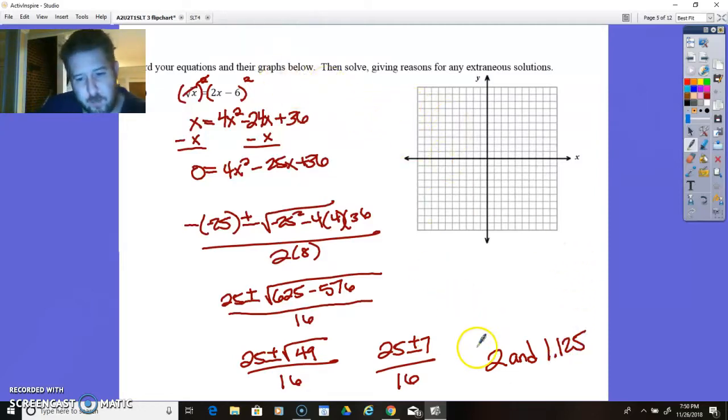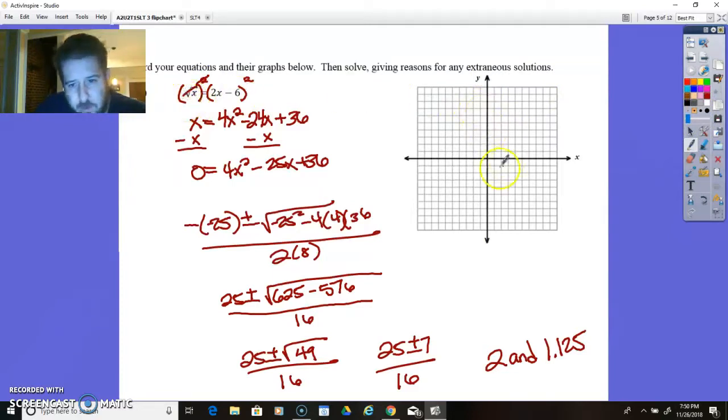Alright, so now how to solve it? So you can either take both these numbers, plug them back in, and see if it's going to give you a square root that's a negative. So square root of 2 is going to work out. Square root of 1.125 should also work out. So this looks like this is going to work. This is actually going to be two real solutions. Both of these numbers, when plugged back in for x, are going to give you a non-negative square root. So it's not going to be extraneous.